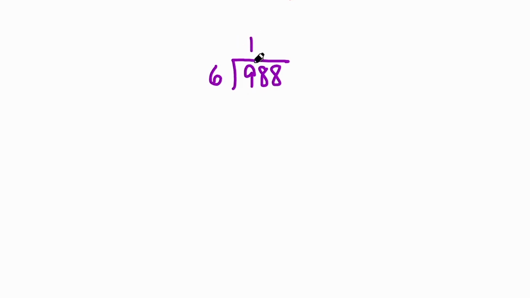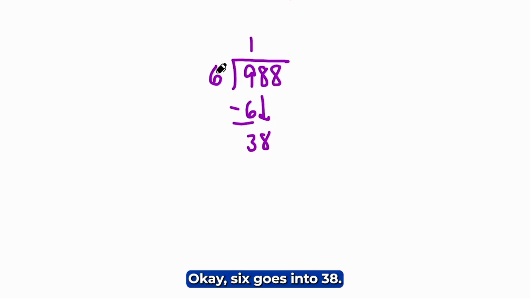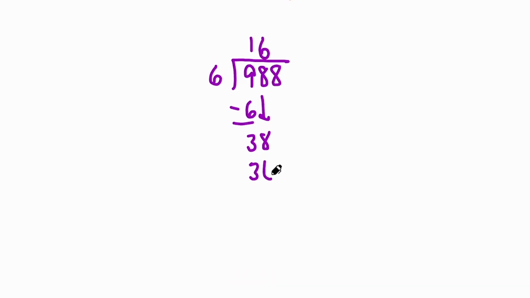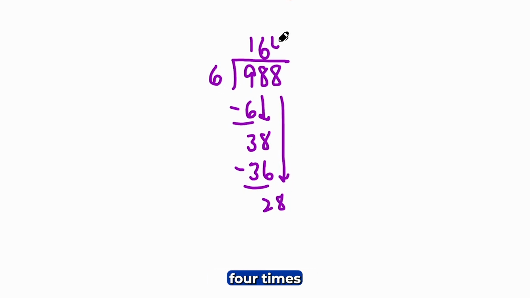6 goes into 9 one time. 1 times 6 is 6. We'll subtract. Bring down the 3. Bring down the 8. Okay, 6 goes into 38 6 times. 6 times 6 is 36. We'll subtract. Get a 2. Let's bring down the 8. 6 goes into 28 4 times. 4 times 6 is 24. We'll subtract. We'll get a 4.